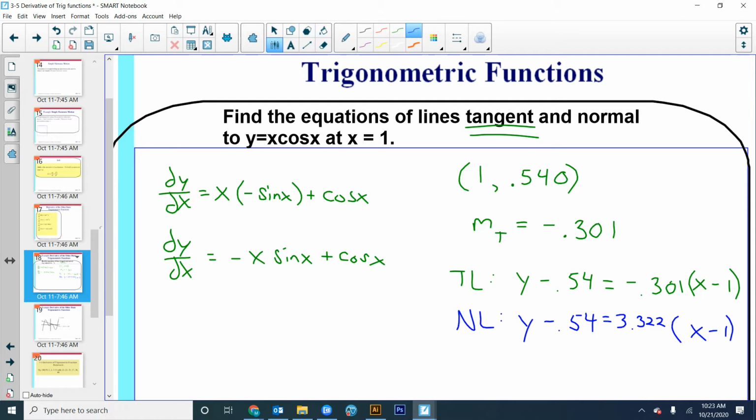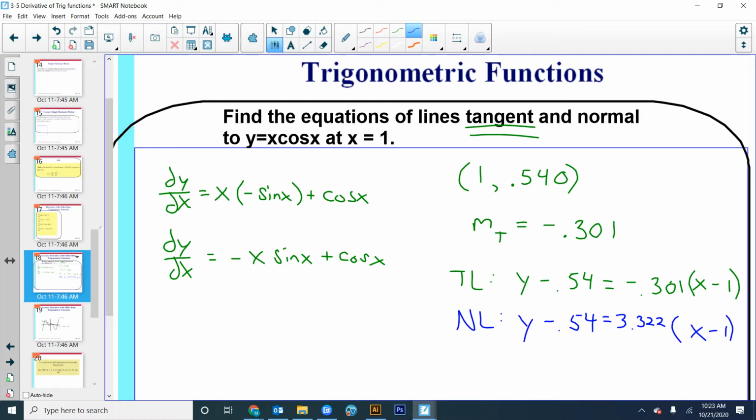Just kind of an eyeball test. This is close to 1/3, so the reciprocal should be close to 3. Okay. There you go. Questions on that one? Now we're combining a product rule and trig, so be careful with this.